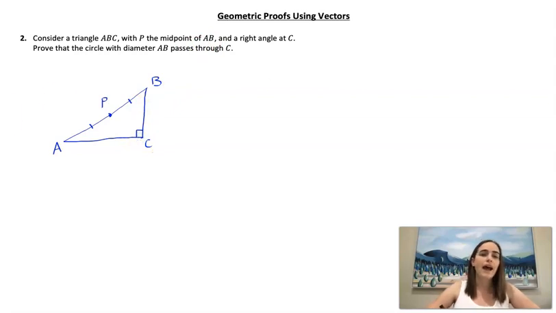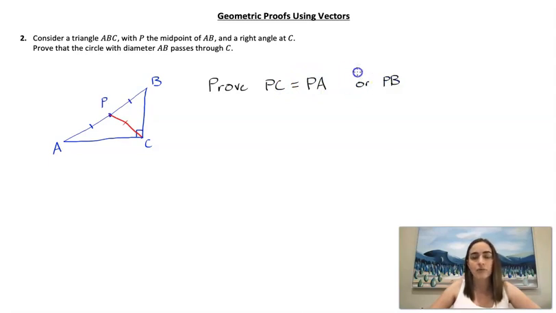So what that means we're going to have to prove is that this distance here, PC, is the same length as these ones, because it would have to be a radius of the circle for the circle to pass through it. So just to confirm that, and just to write that down, we're going to prove that the length PC is equal to the length PA. Or we could have done PB as well. Either way works. Okay, so that's what we're going to try and prove. Now let's introduce some vectors.